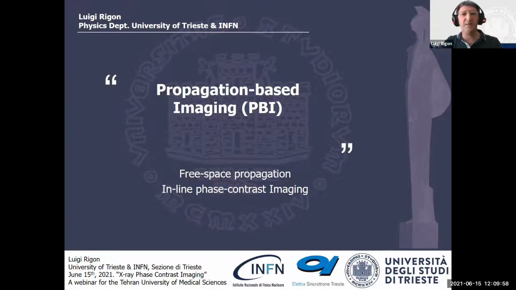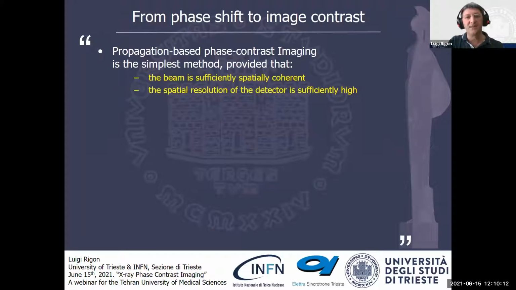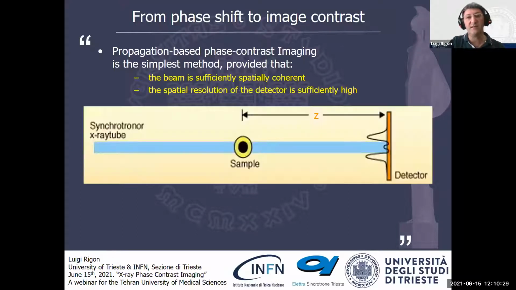I begin with the simplest, which is called propagation-based imaging, PBI for short. It's also known as free space propagation or inline phase contrast imaging. And the idea is very simple. This is actually the simplest method, provided that the beam is sufficiently spatially coherent, and also the spatial resolution of your detector is sufficiently high. When these two conditions are met, you just have to take your detector and put it a little bit away from the sample, at a certain distance.